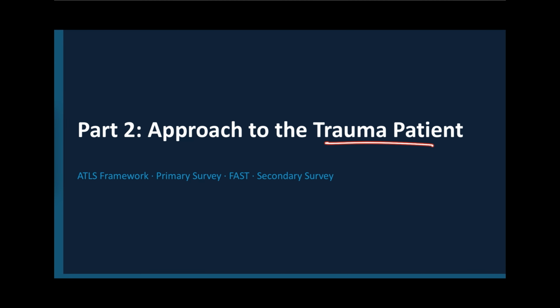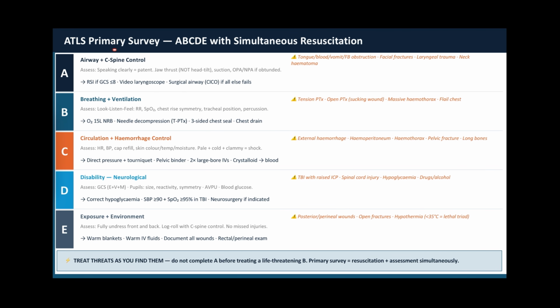This is the reason why we don't examine them randomly. We follow a standardized approach, and worldwide that framework is given by the ATLS, that is Advanced Trauma Life Support. ATLS primary survey. The primary survey is the foundation of trauma resuscitation. Its purpose is simple: identify and immediately treat life-threatening problems before moving on to the next step.